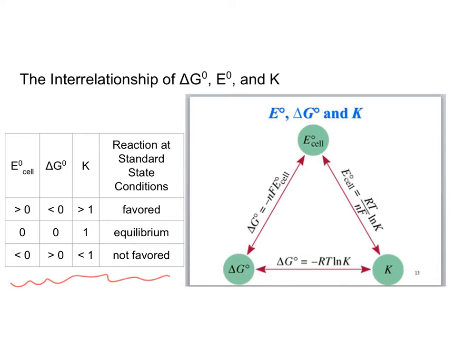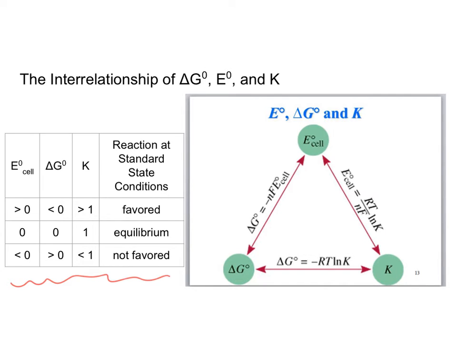We also referred to that on Friday as a dead battery, for lack of a better term. And lastly, if your cell potential is less than 0, and change in free energy is greater than 0, and the equilibrium constant is less than 1, then the reaction is not favored as it's written. So that is something that you have to really keep in your memory, for lack of a better term.